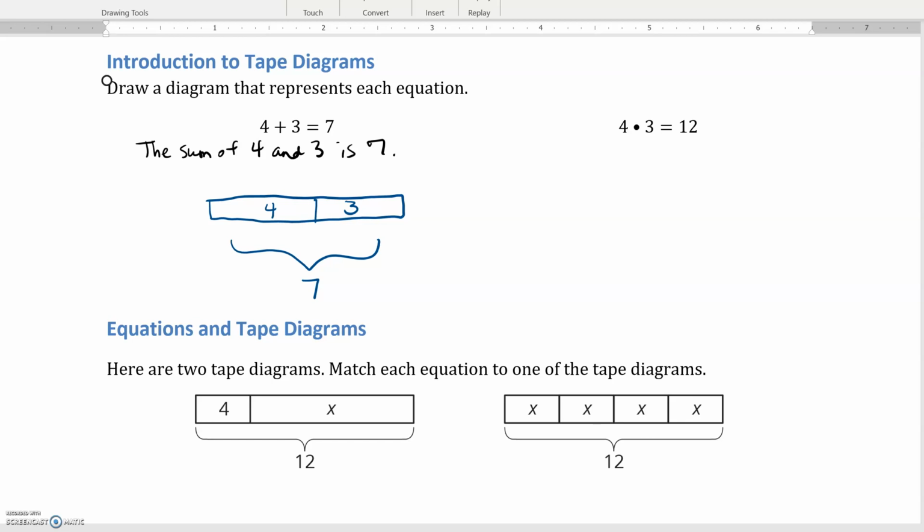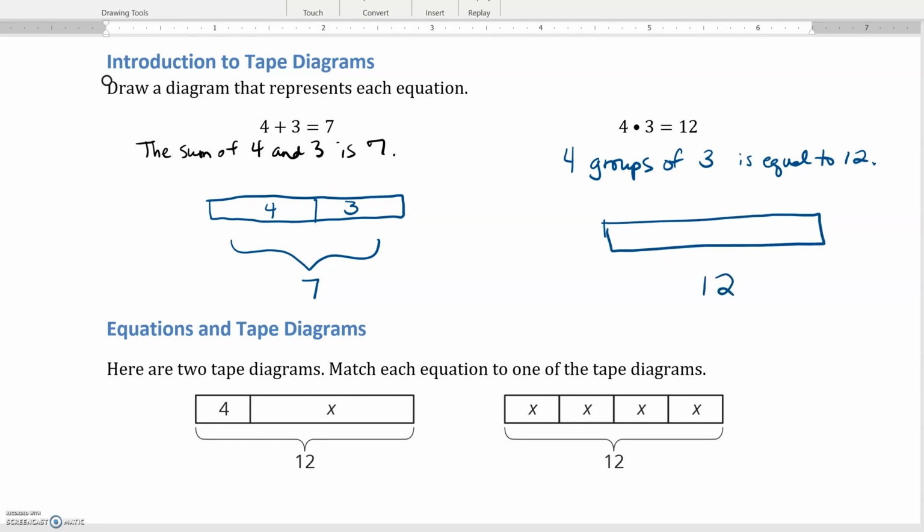Now, another thing to represent is a multiplication statement. And this one says 4 times 3 equals 12, which essentially is stating that 4 groups of 3 is equal to 12. So therefore, I need to draw a bar that totals to 12.